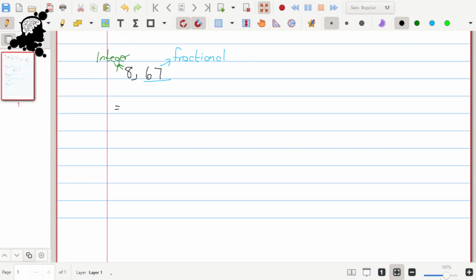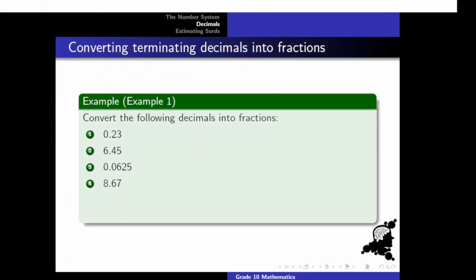Alright, assuming that you actually did pause the video and try it out, you know that we have to take the integer part as it is. Then we say 6 over 10 plus 7 over 100. And now you can go ahead, press this on your calculator and see what answer we are going to get. We are going to get an answer here of 867 divided by 100. Brilliant. Let's move on to the next question.